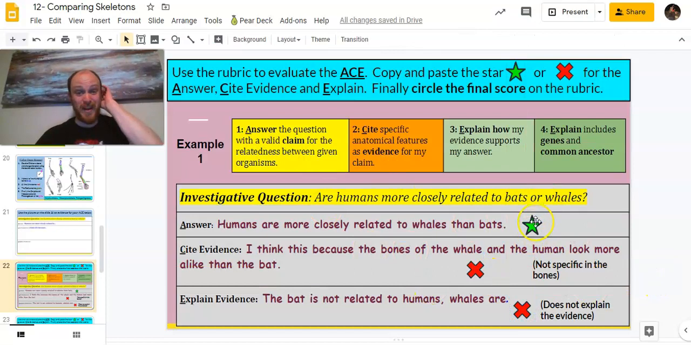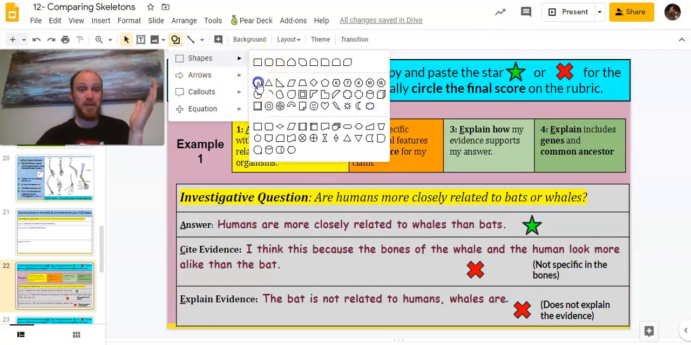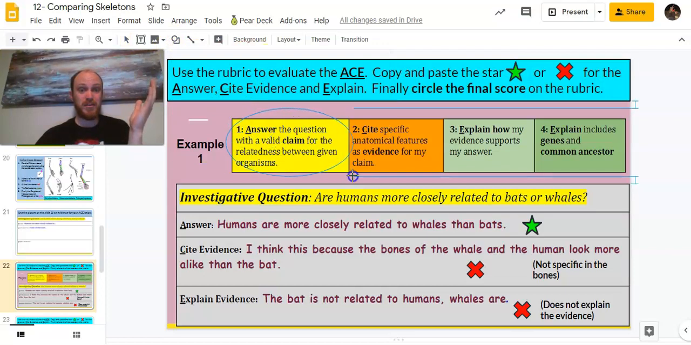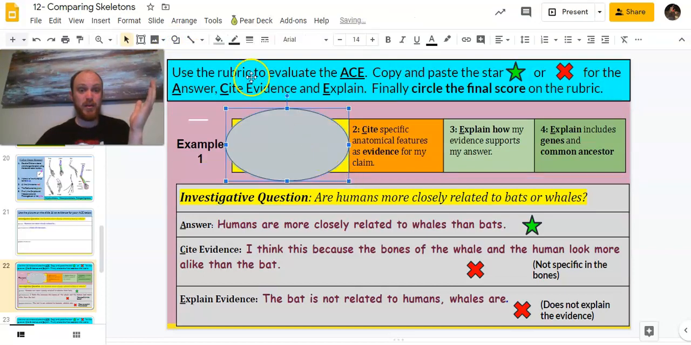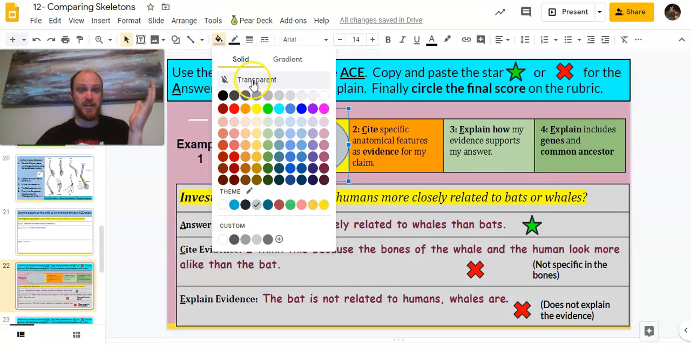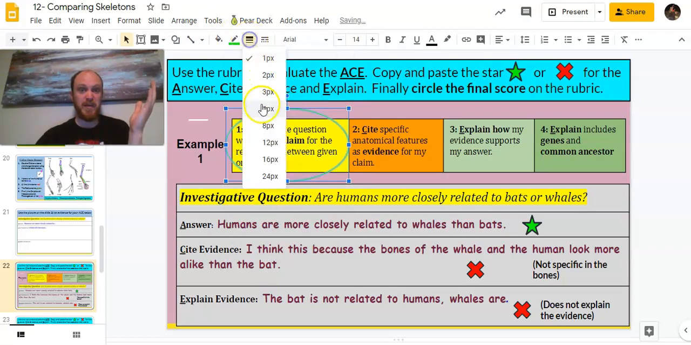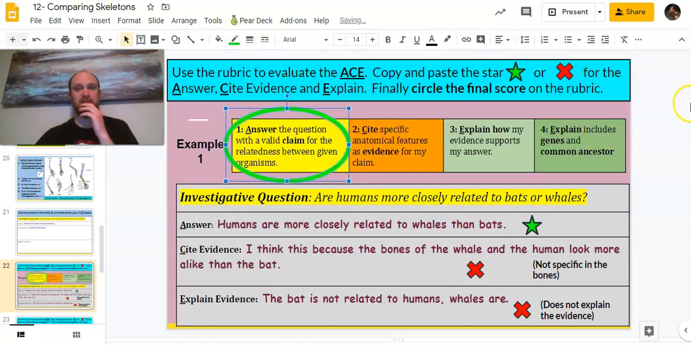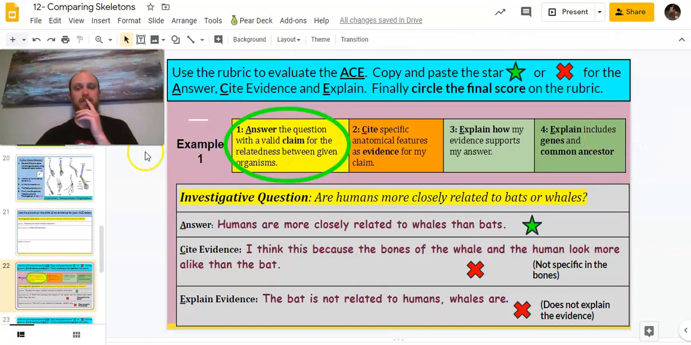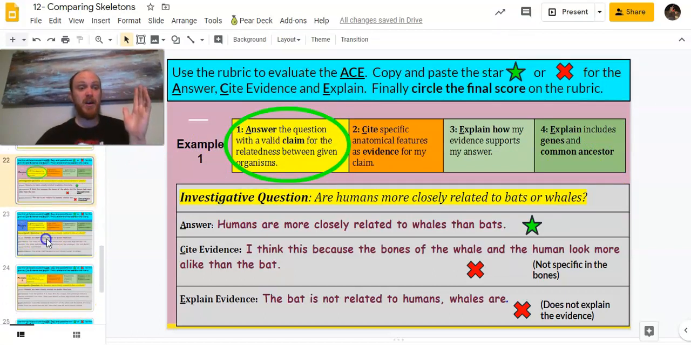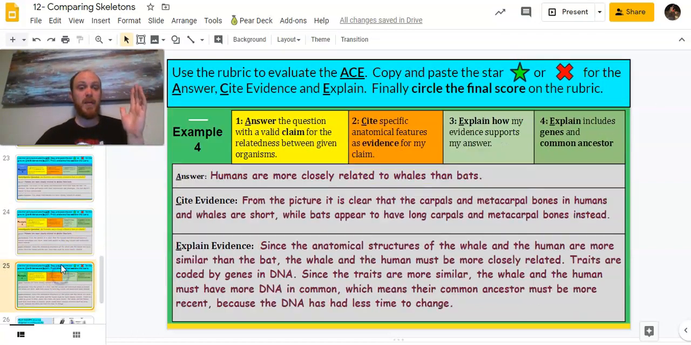So since this only has one star, this is a 1. So I'm just going to go here, do a shape, circle this 1. Oops, I got to make it transparent. I'll just make it green or blue, I don't know, and I'm going to make it thicker so you can see it. I'll even go thicker again. Whoa, there we go. There's the grade I would give this. So I want you guys to do that same thing on these next few slides.